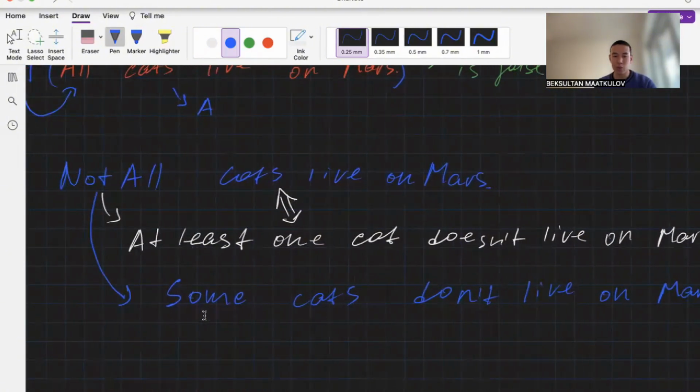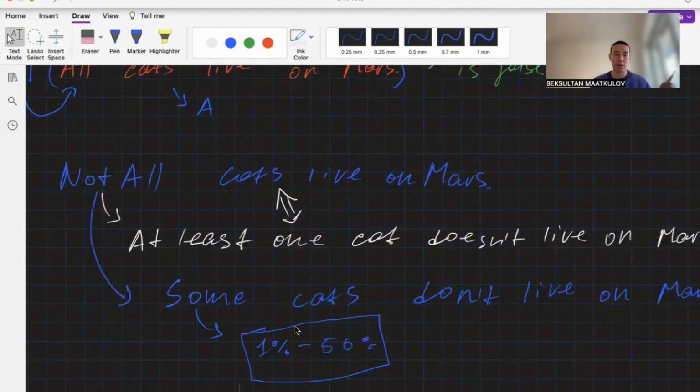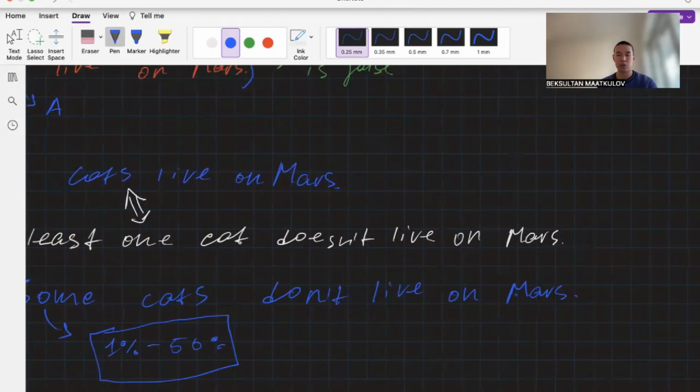So basically, the word some means from 1% until 50%. Some cats can be one cat, it can be two cats, it can be 10 cats. The word some means from 1% until 50% of the total amount of cats. And yeah, if you have the statement, not all cats live on Mars, you can either go the way of negating through at least, you can write at least one cat doesn't live on Mars, or you can replace it with some. You can write some cats don't live on Mars.